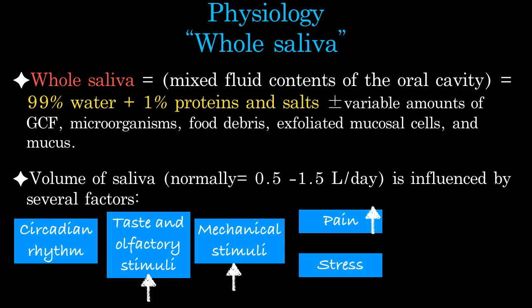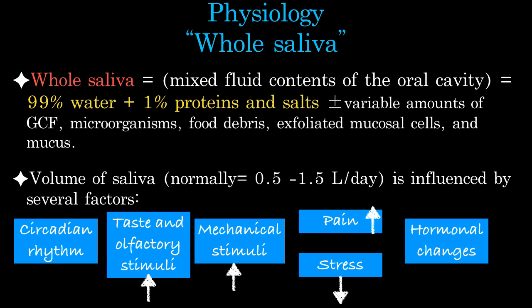while stress, on the contrary, decreases salivary secretions considerably. If you are in an exam and you are under severe stress, you'll find that your mouth is very dry. It decreases salivary secretion. Also, hormonal changes affect salivary secretion. It may increase or decrease the amount of salivary secretion. For instance, pregnancy hormones would increase the amount of saliva secreted, while menopausal hormones will, on the contrary, decrease the amount of secreted saliva.